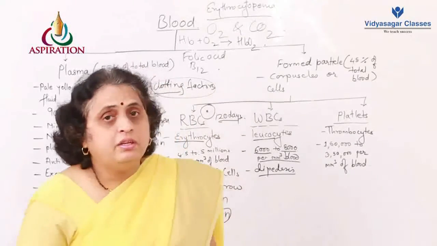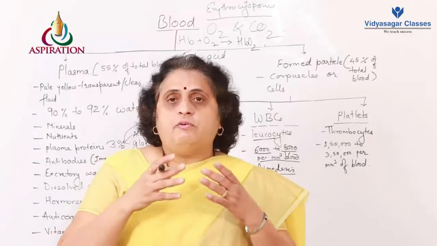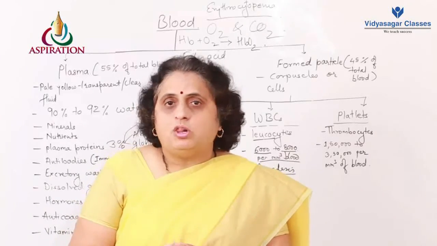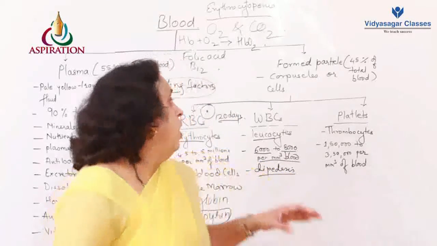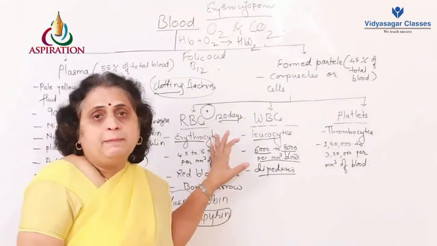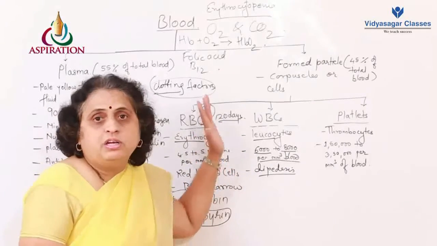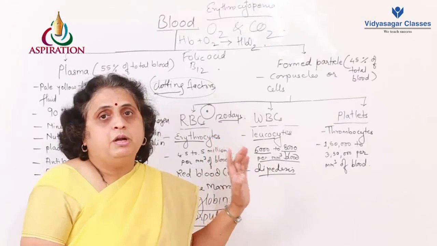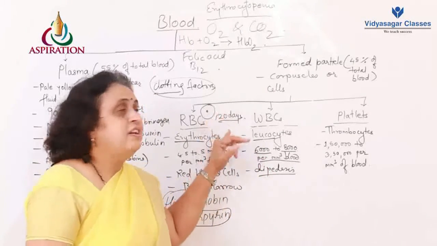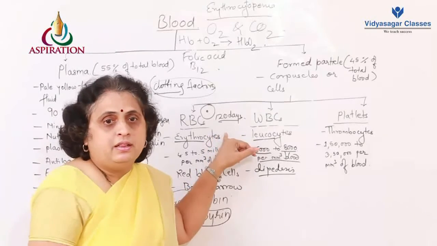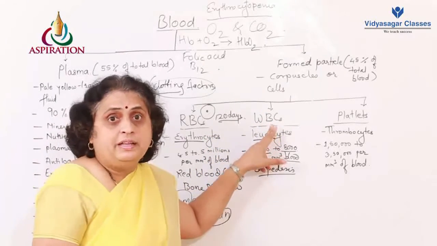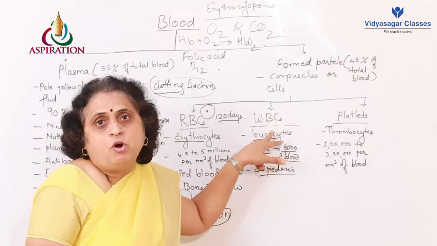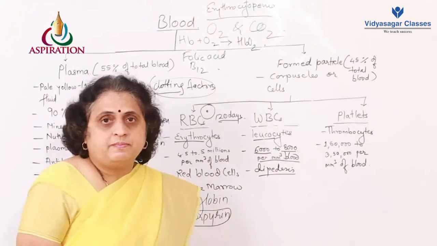Diapedesis is a phenomenon where the WBCs can squeeze themselves out through the capillary wall, which is not possible for the RBCs, because RBCs cannot move out through the capillary wall. They are not able to squeeze themselves, nor are they able to move on their own. They have a rigid structure and they are non-motile. But WBCs are motile, they can move and they are quite flexible. They can squeeze through the capillary walls during diapedesis.